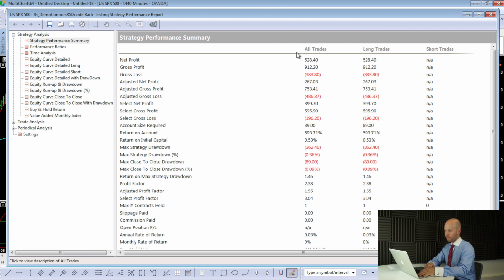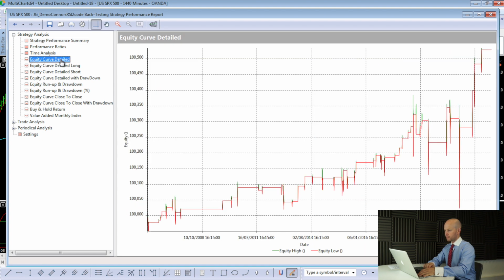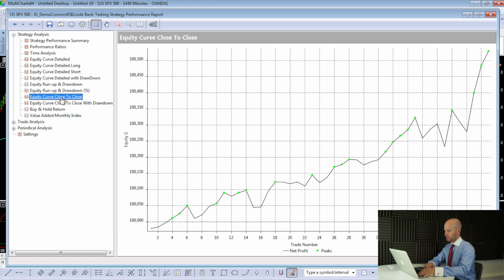We can see that over that period it's made 528 points. We can see that's the equity curve. Let's show a close to close equity curve, and it's actually working very well, isn't it? Still, after all these years since Larry Connors first published this idea, it's still working very well.